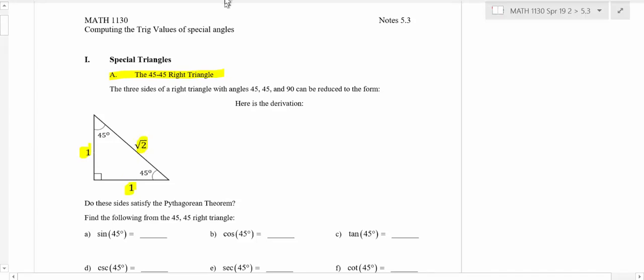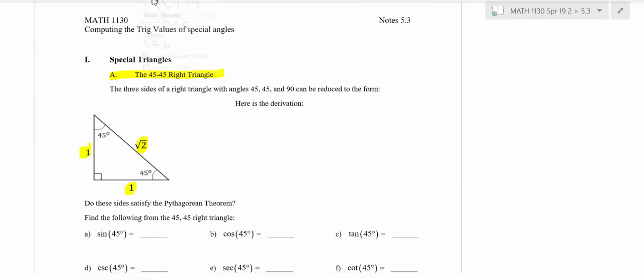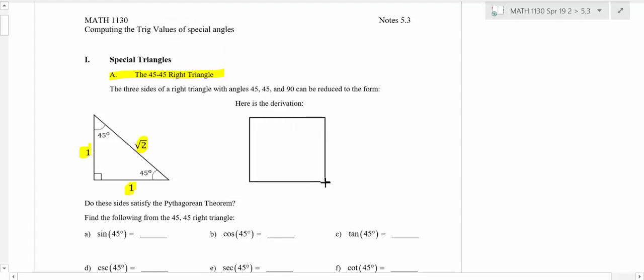I want to show you a couple of things on this. First, I'm going to show you how to derive this and where it comes from, because that's a good thing to know how to do. Go ahead and draw yourself a square, and label each side of that square as 1. Of course, we know that we have right angles in a square.